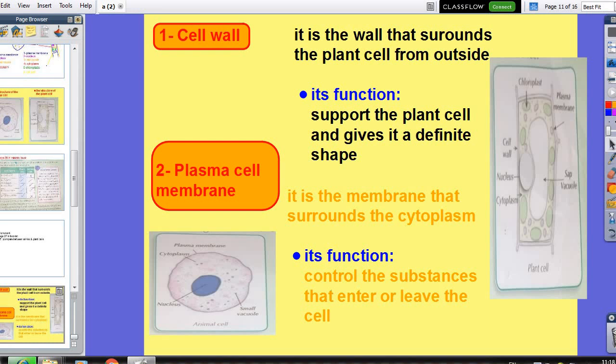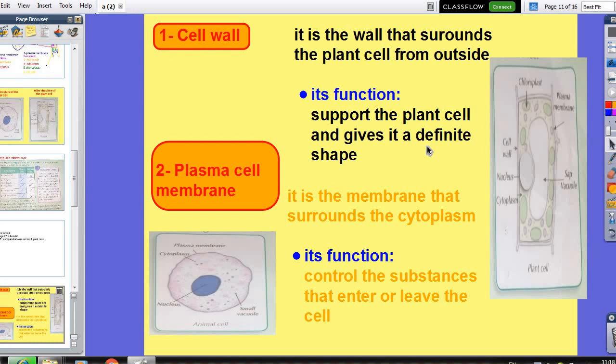When I talk about the function of some structures, the cell wall is very important to support the plant cell and give it a definite shape. So when I ask you for the reason why the plant cell has a definite shape, this is due to the occurrence of the cell wall.